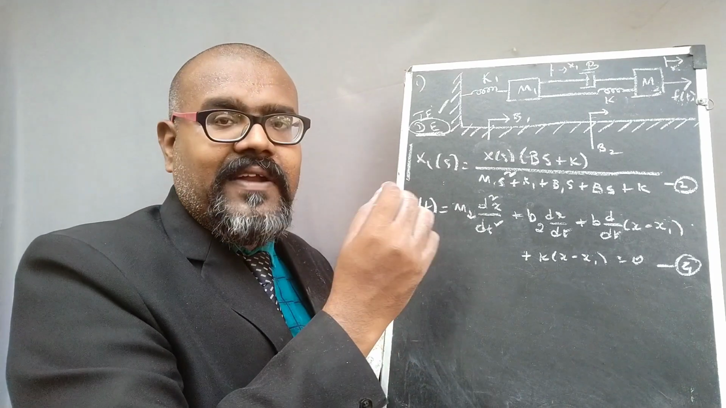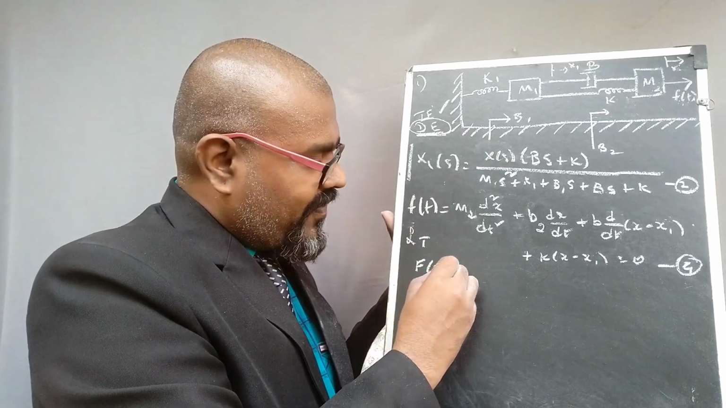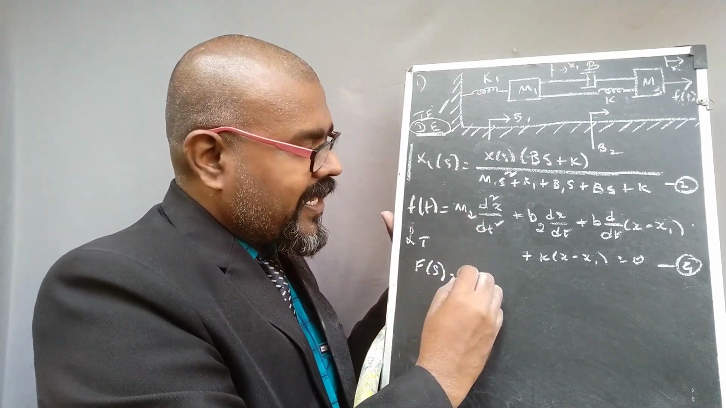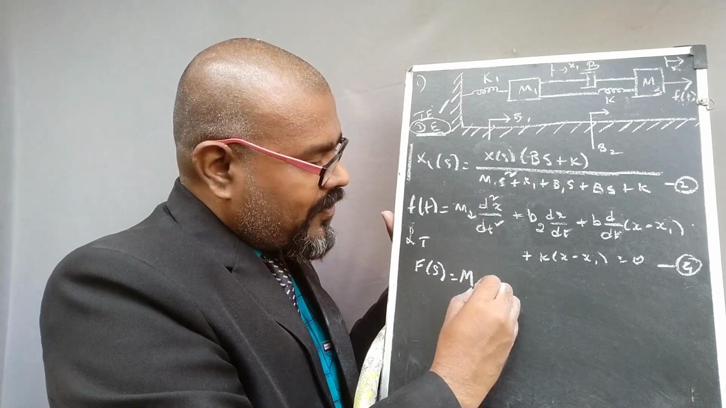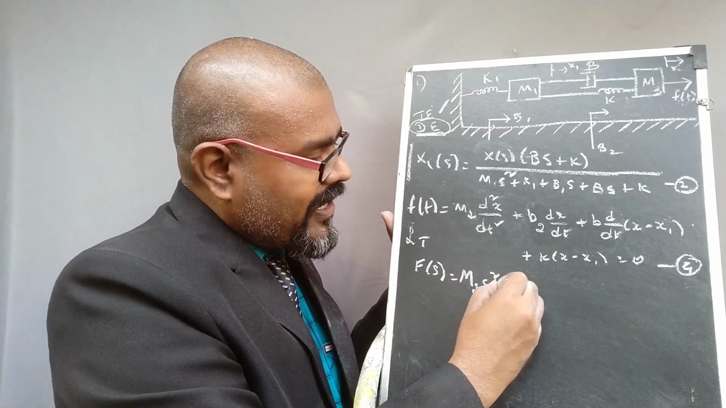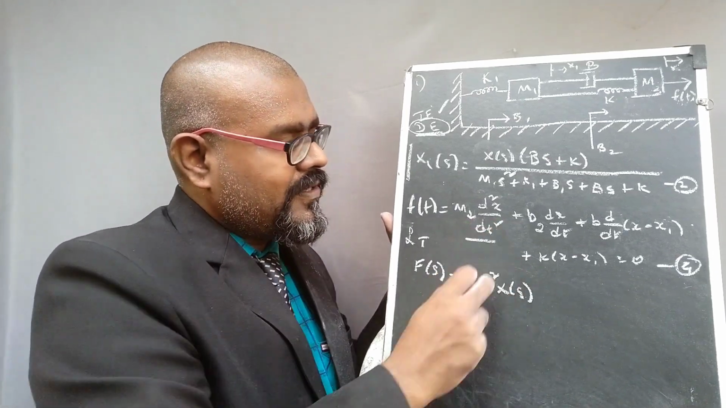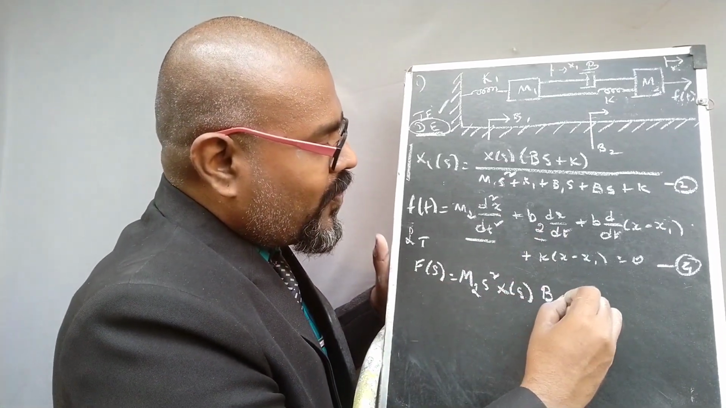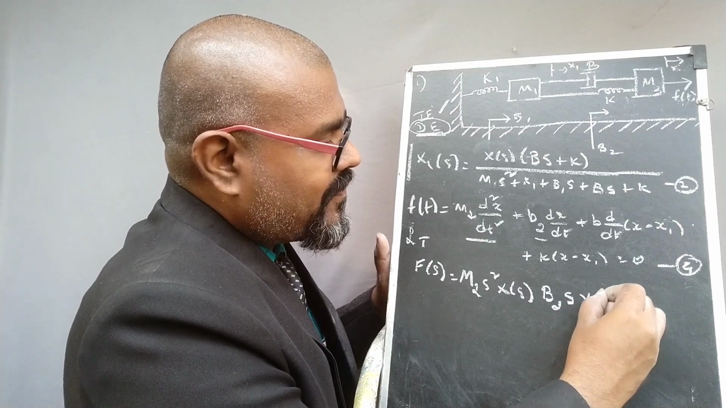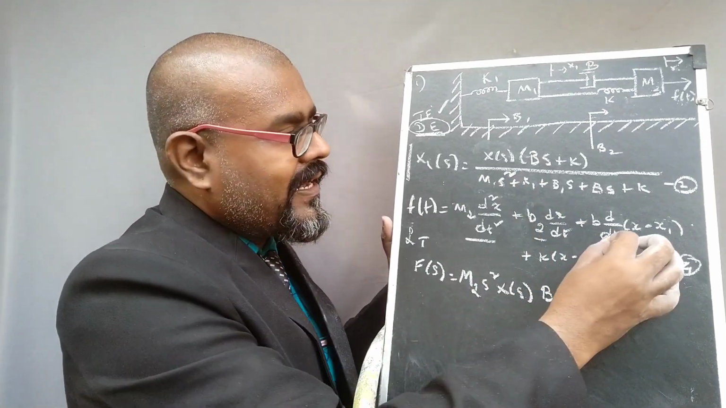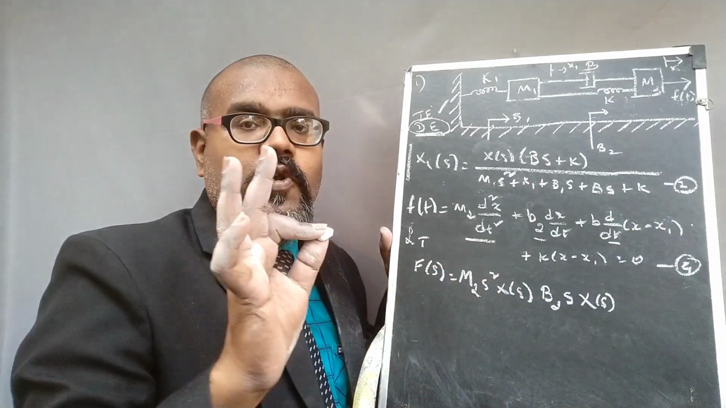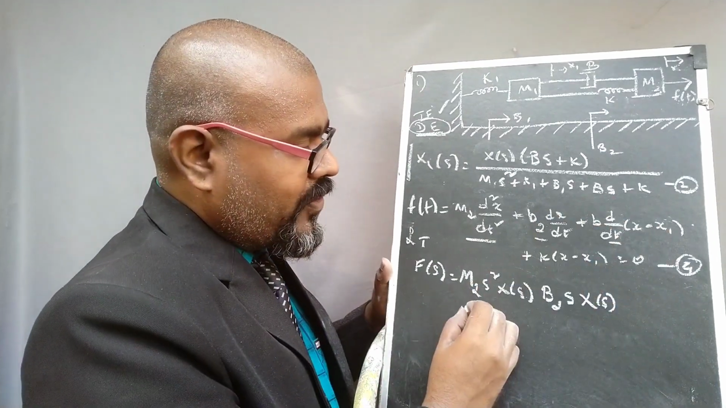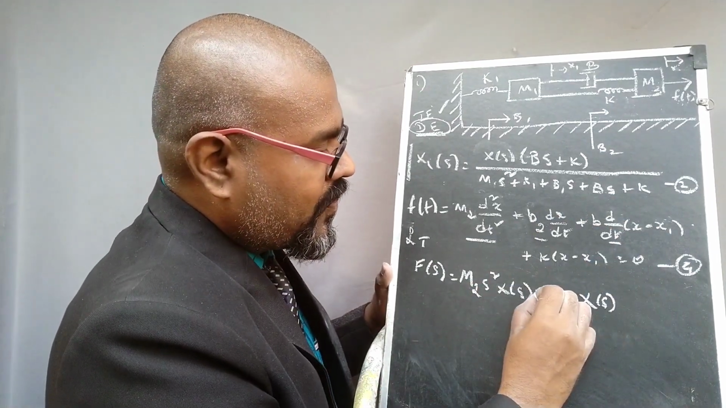Then what is the conversion made? F of s is equal to this particular equation. We know that it is M2 into s square into X of s. Then the next thing, B2 into s into X of s. Please remember, this goes over. Then come to this one. We are having two displacements, so two things you need to calculate. So here we need to put a plus.